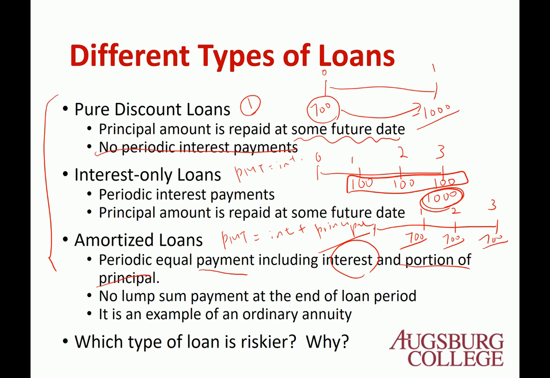That's called the amortized loan. There's no lump sum payment at the end of the loan period. This is an example of an annuity, because you pay the same amount of money at evenly spaced intervals and at the same interest rate. A typical example of the amortized loan is the home mortgage, usually a 30-year fixed rate mortgage. You make the same monthly payment 360 times, like 30 years. And after 30 years, you owe nothing. So your payment includes the interest portion and the principal portion. So which type of loan is riskier? We'll think about it in class.